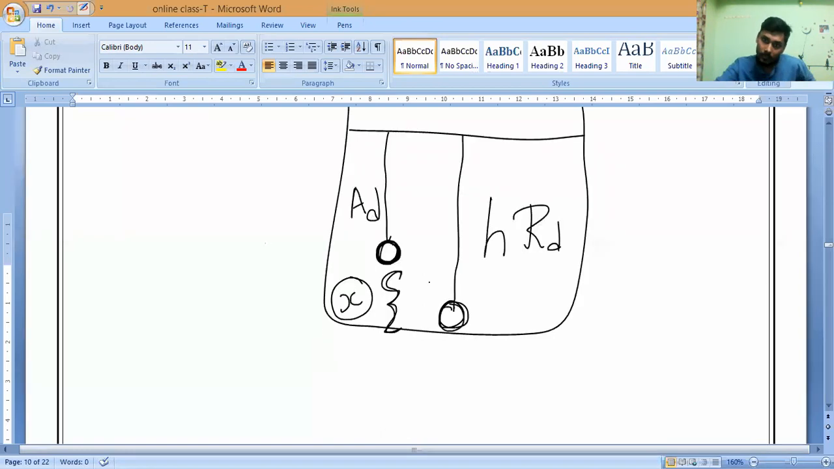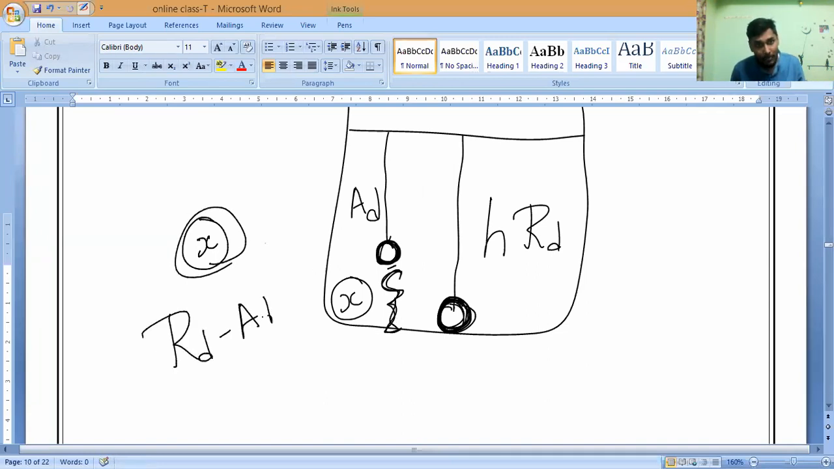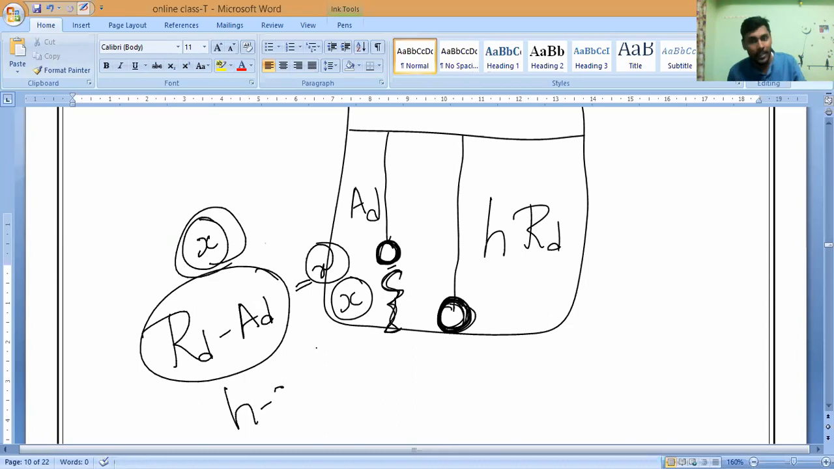Sometimes they will ask you to find the vertical shift. From the original depth to the apparent depth, that distance is x. That is the vertical shift. It is the difference, correct? This is the actual depth. The coin appears to be rising a little bit above that. So the difference is called the vertical shift. Real depth minus apparent depth will give you the vertical shift. That is h minus apparent depth, which gives you x.